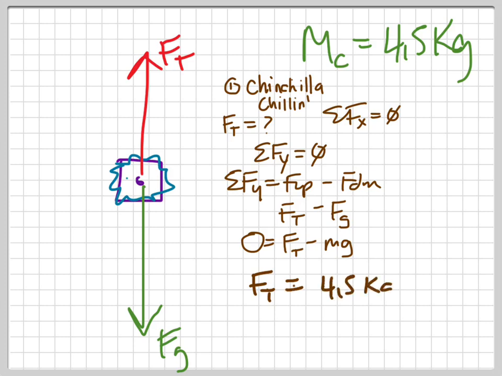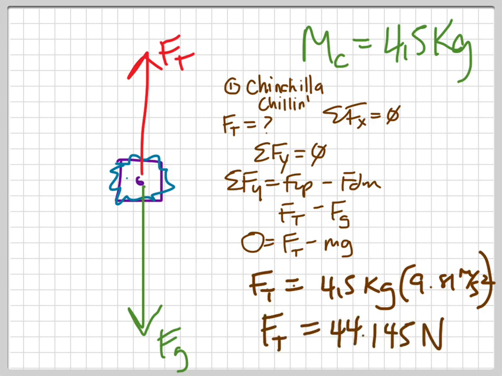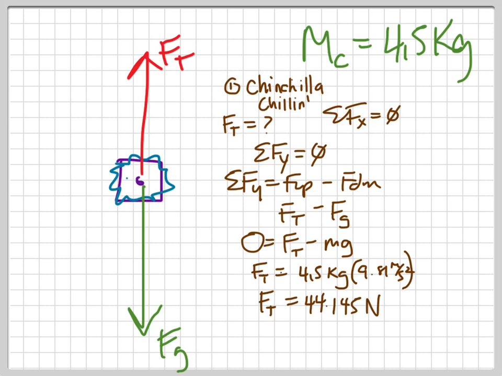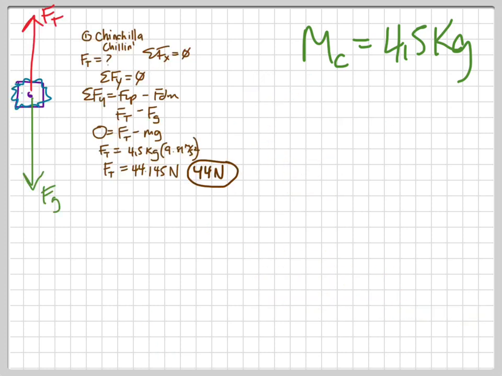4.5 kilograms times 9.81 meters per second squared. Okay, force of tension 44.145. We get what? 2 sig figs? Yes, 2 sig figs. So just 44 newtons. Yeah, so 44 newtons is the force of tension, and that's the same as the force of gravity on it.